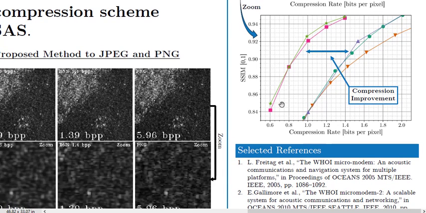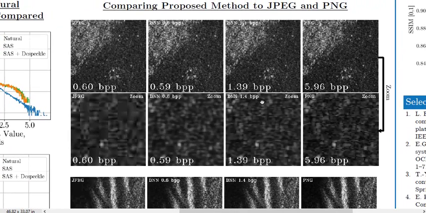Zooming in on this section of the plot, we can see that our method is able to reduce the bit rate of the SAS imagery by 30 to 35% while still maintaining good image quality. Finally, let's take a look at a few examples.